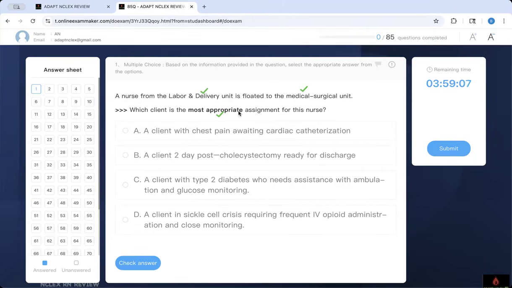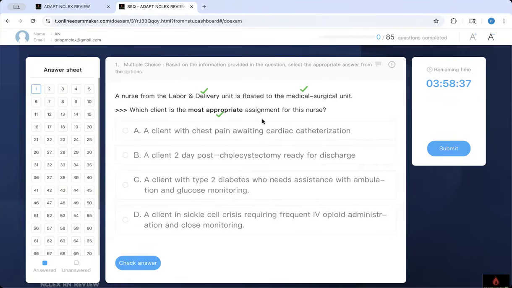Option 1: a client with chest pain awaiting cardiac catheterization. Option 2: a client 2 days post cholecystectomy ready for discharge. Option 3: a client with type 2 diabetes who needs assistance with ambulation and glucose monitoring. Option 4: a client in sickle cell crisis requiring frequent IV opioid administration and close monitoring. What is the best way to answer a prioritization question?